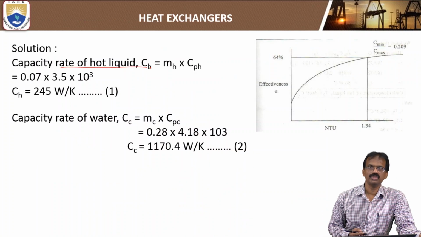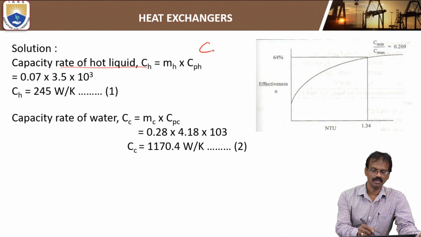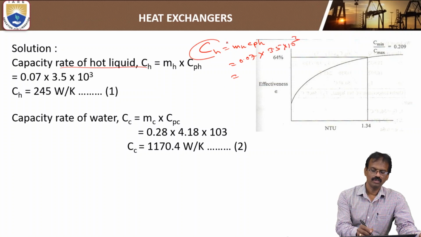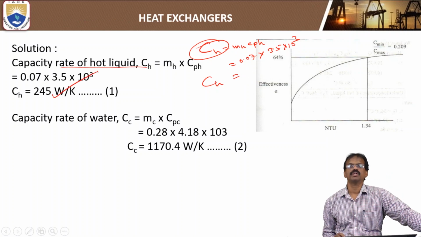Capacity rate means specific heat. Capital CH is equal to MH into CPH. You know this value: MH, the mass flow rate of the hot fluid, is 0.07, multiplied by the specific heat of the hot fluid, that is 3.5 into 10 cube. Then you can find the CH value, which is 245 watt per Kelvin.